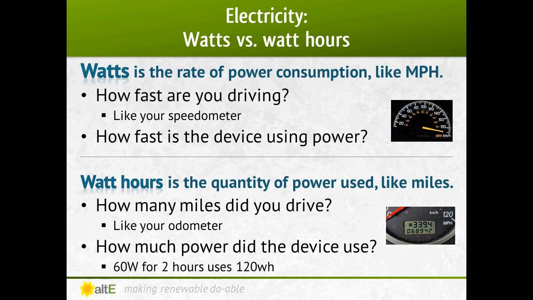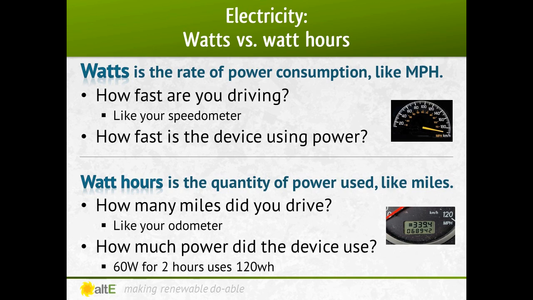One of the most common mistakes at this point is confusing watts and watt hours. We'll switch from the water comparison to driving. Watts is the rate of power consumption, like miles per hour. How fast are you driving? Your speedometer tells you that. A watt meter shows you how fast a device is using power. A 60-watt device is drawing 3 times as much power as a 20-watt device.